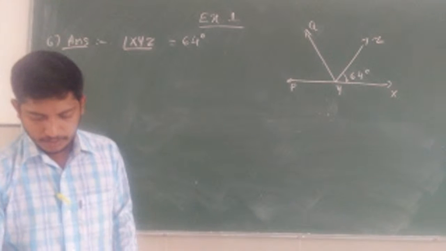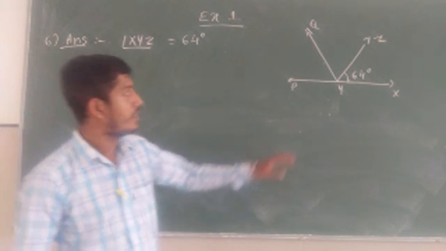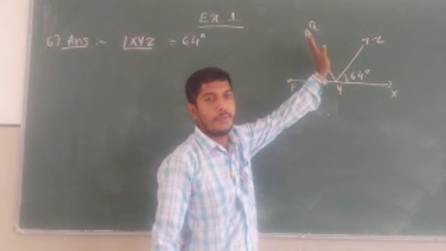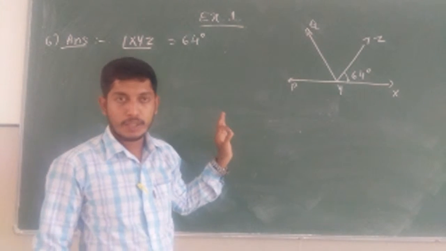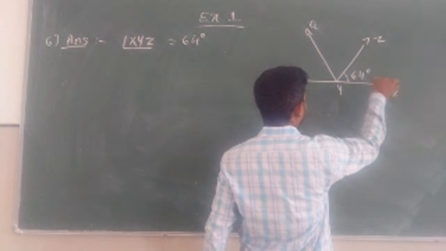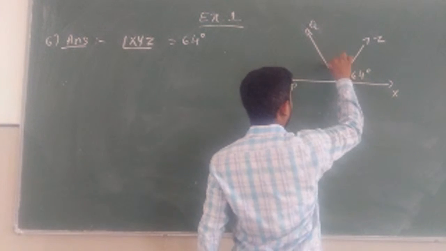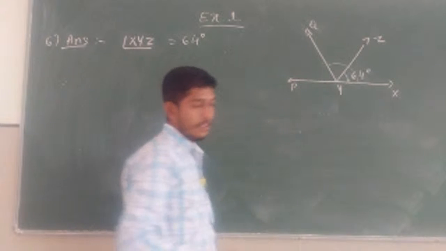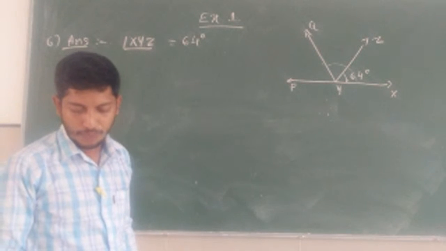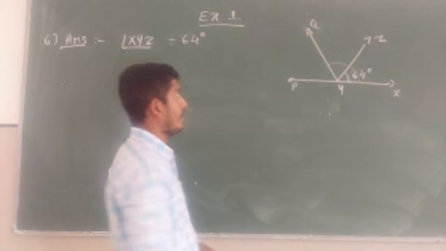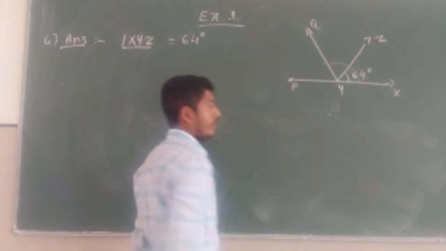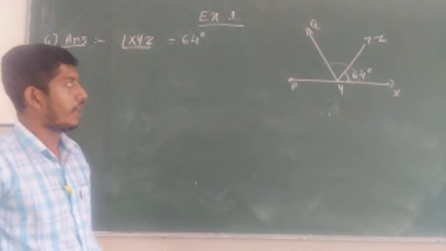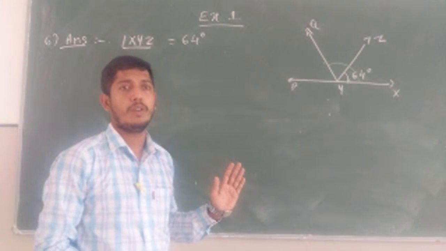Next, if ray YQ bisects angle ZYP, then find angle XYQ. So we have to find out this complete angle and also we have to find the reflex of angle QYP. This reflex angle we have to find out. So I will tell you how to find the reflex angle.